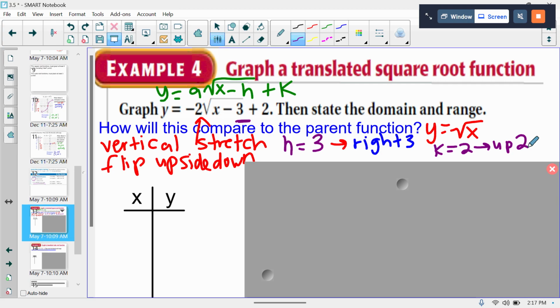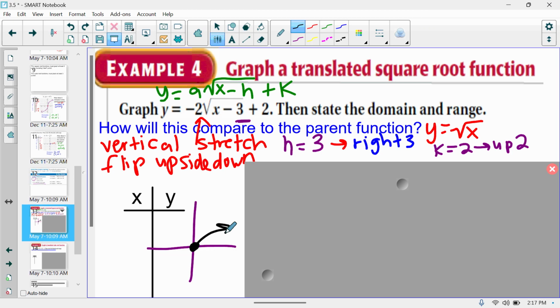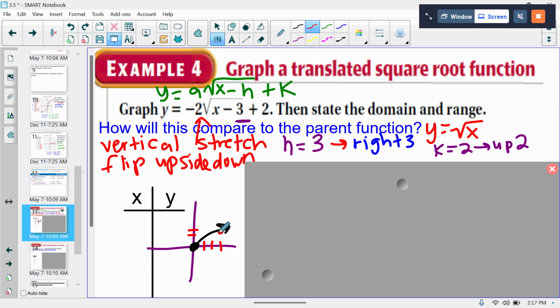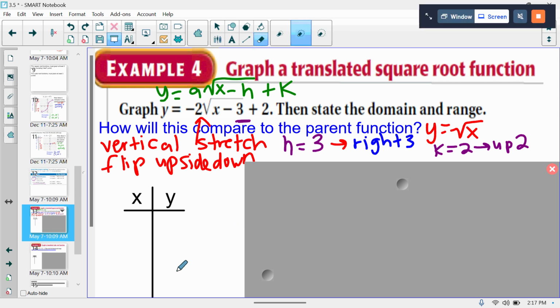So remember, I'm going to sketch the parent function real quick. Remember how it normally starts at 0, 0, like the square root of 0 is 0? That point 0, 0 is going to get shifted to the right 3 and up 2. The graph would kind of look like this now instead, except it's also going to be flipped over because of the negative 2, okay?